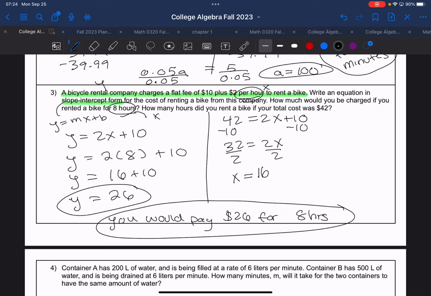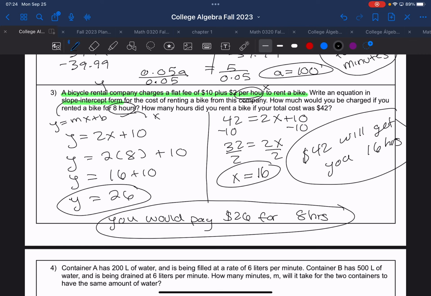16. Okay. So what would be my sentence for this one? Good. $42 will get you 16 hours. Nothing fancy here, just the sentence has to be able to tell me or show me that you understand what this problem is asking.